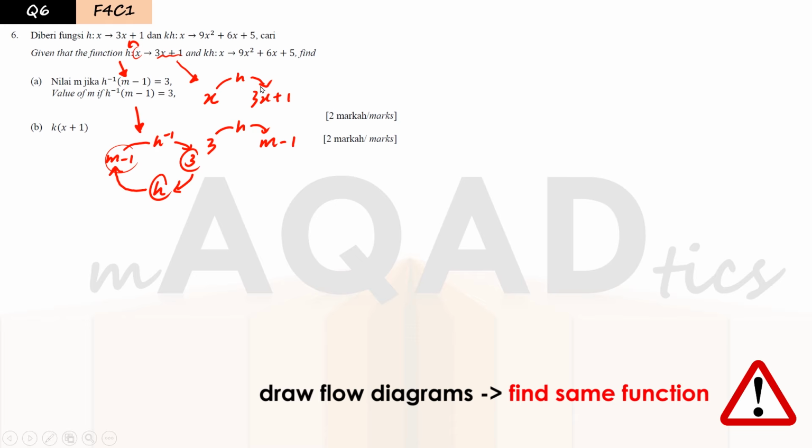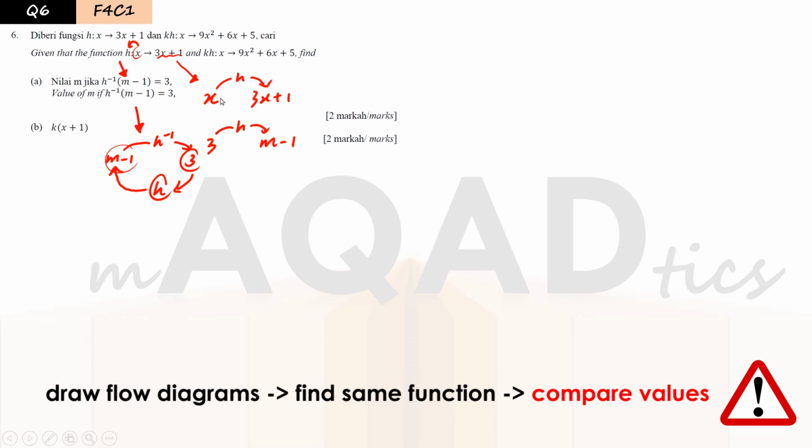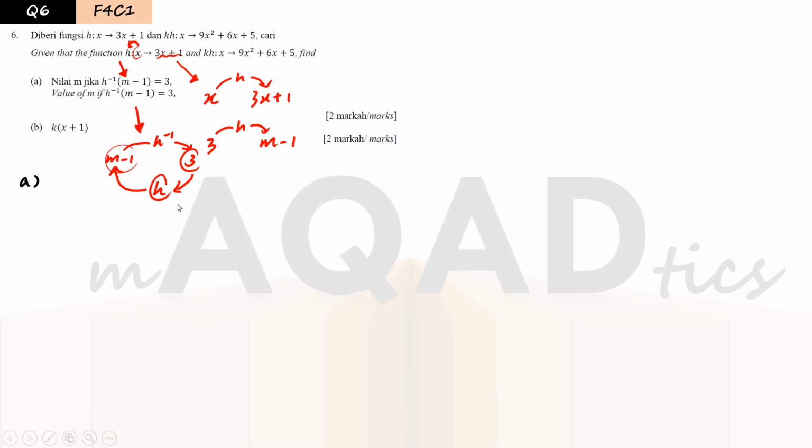Alright, so now we can see we have two different kinds of diagrams, but they are using the same function. Since it has the same function, why not we compare the values here? So x here is equal to 3, and 3x plus 1 is equal to m minus 1. So we can use this way to find out the value of m.